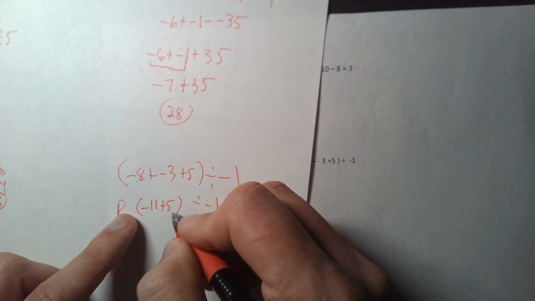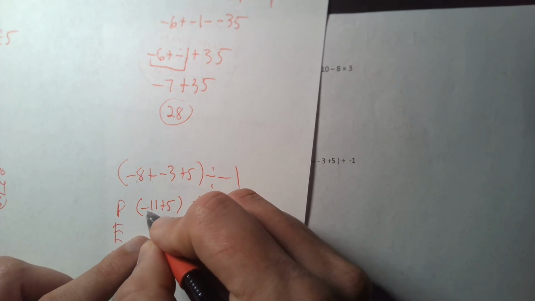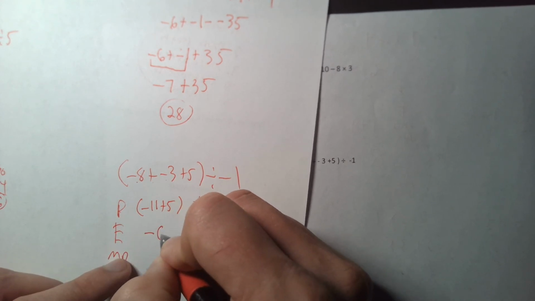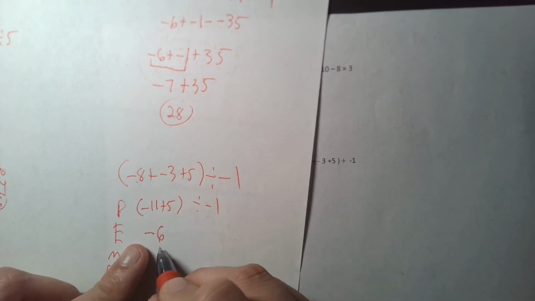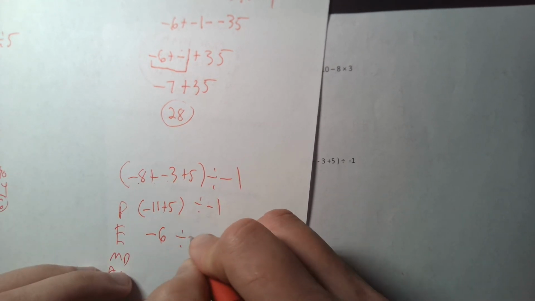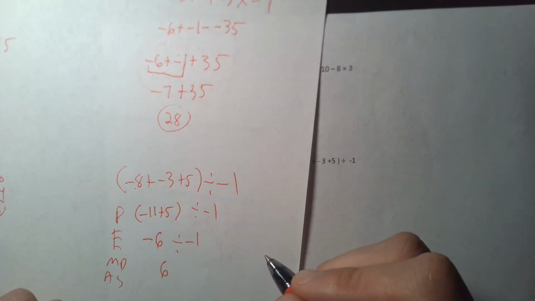I still have parentheses here. Negative 11 plus 5 is really 11 minus 5. Our answer is negative because 11 is bigger. So it's going to be negative 6. And now that I'm down to one number, the parentheses go away. So we have negative 6 divided by negative 1, which is a positive 6.